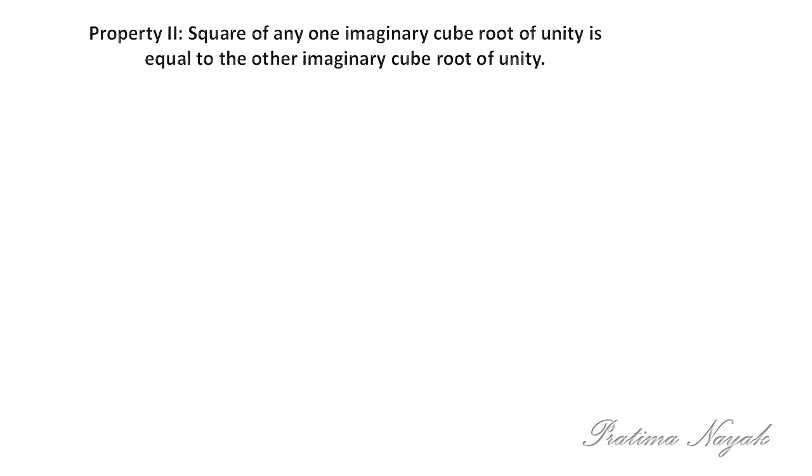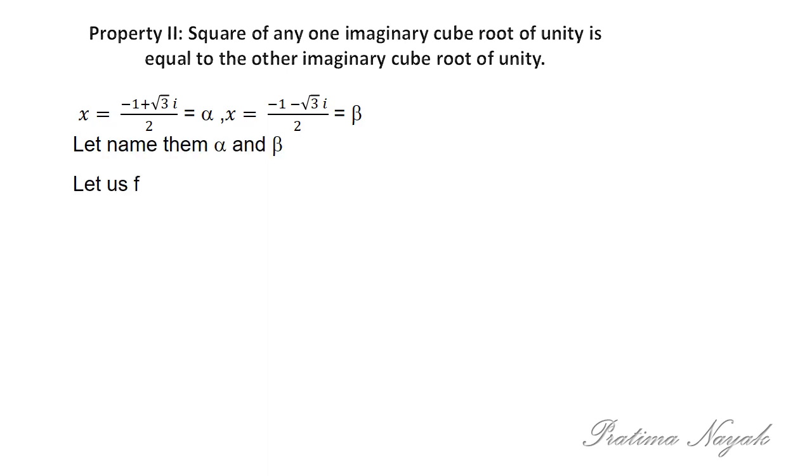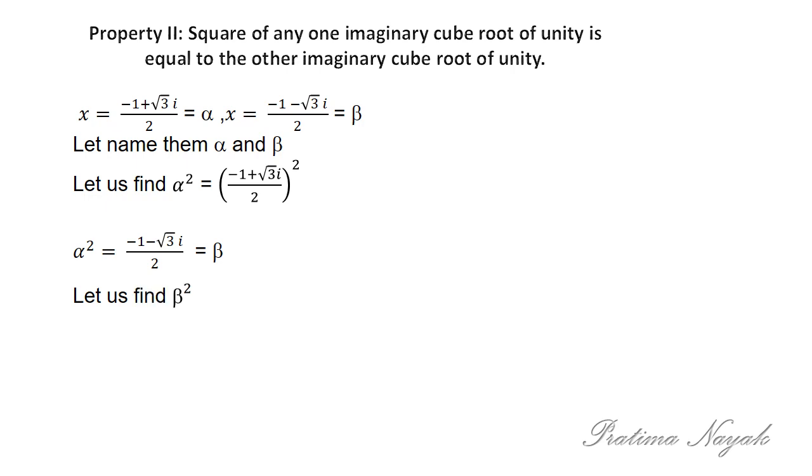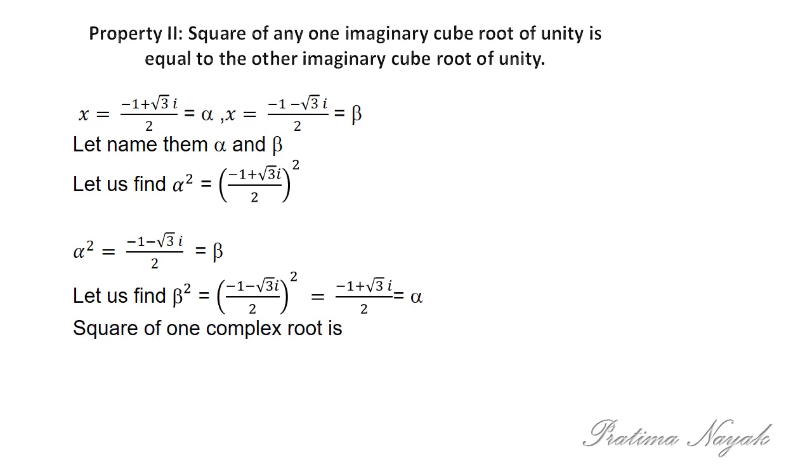Next is a very interesting property. The square of any one imaginary cube root of unity is equal to the other imaginary cube root of unity. Now the roots are minus 1 plus root 3i over 2 and minus 1 minus root 3i over 2. Let us name them alpha and beta. If you take the square of alpha, you will interestingly find that it is equal to beta. In the same way, if we take beta square, we will get back alpha. So the square of one complex root is equal to the other.